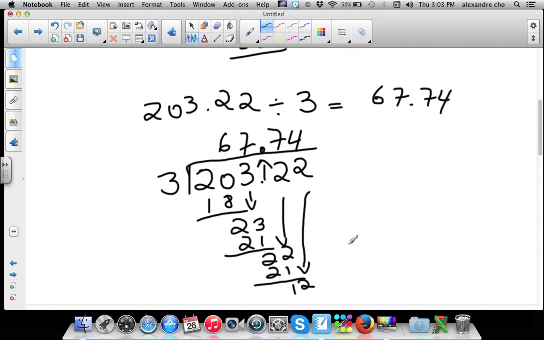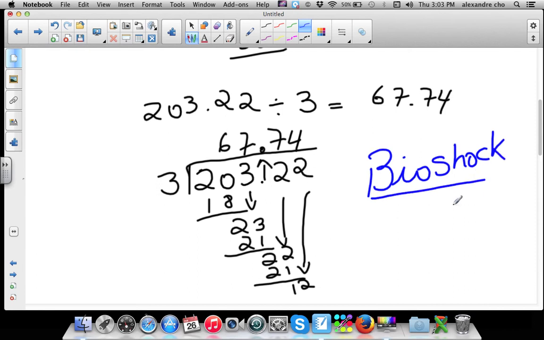Okay, let's see. So here's your first clue, and I'll write it in blue. Okay, name of my favorite game, BioShock. Okay. All right, so that's your first clue.